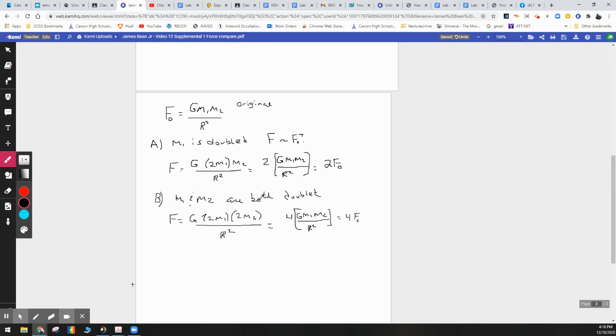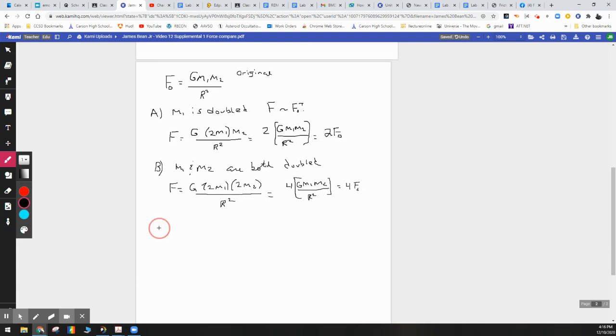Okay, let's take 2 more examples. Take a look at C here. Now, suppose the radius r is, let's say, doubled. That means we're going to take these 2 objects and create some distance between them. So r is doubled. Okay, so let's take a look and see what that effect is.